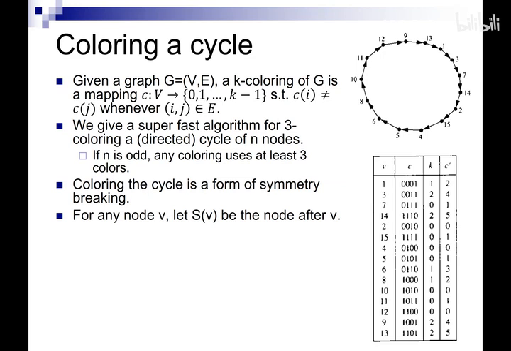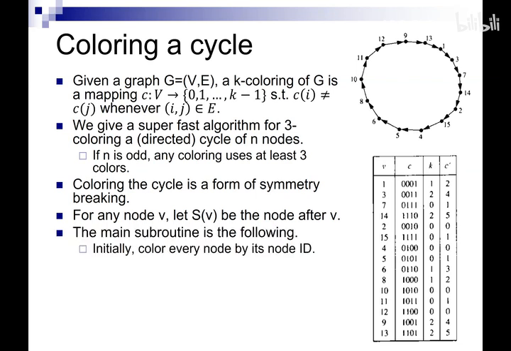Now for each node v, we're going to let S of v be the node that comes after v, the successor of v. All right, so the way this algorithm works is that initially, since we're assuming that these nodes have IDs, the color of each node is simply going to be its ID. And since all of the nodes have different IDs, initially for any edge in the cycle, the endpoints have different colors.